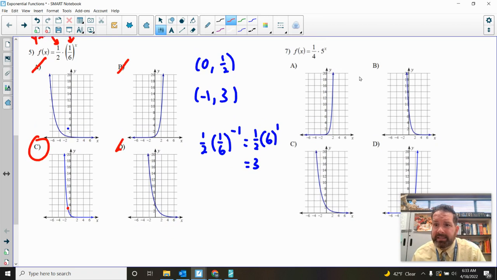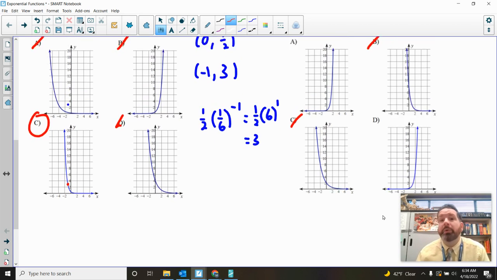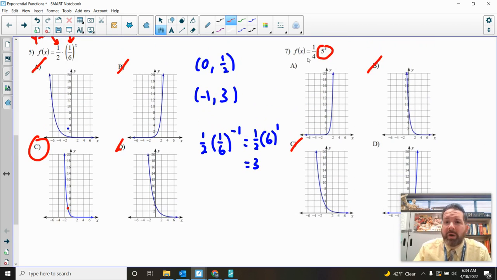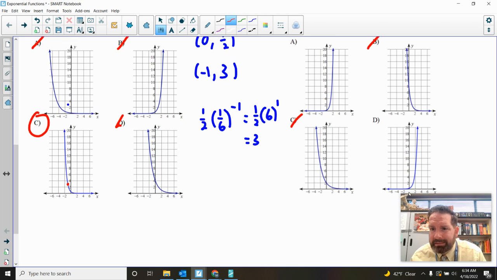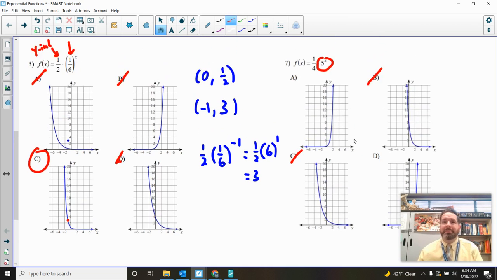So I'd see this has got to be exponential growth because this 5 is bigger than 1. So that's decay, that's decay. The other two, though, are growth. Okay. Y-intercept at 1/4. I don't know. That could be a fourth.